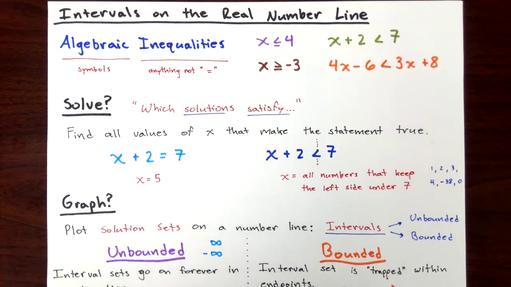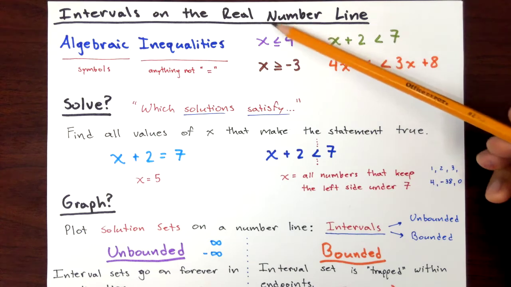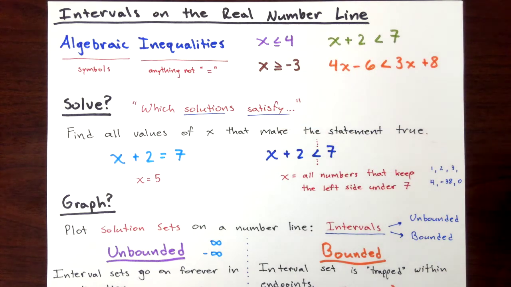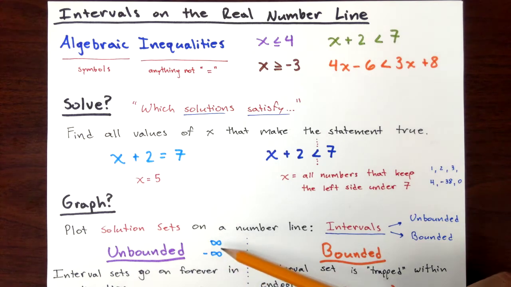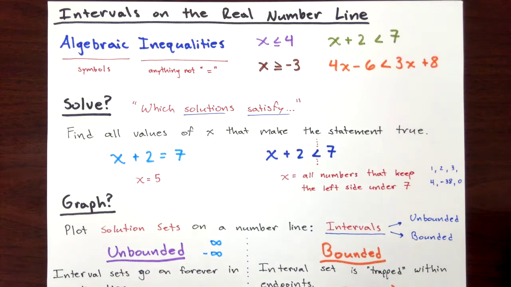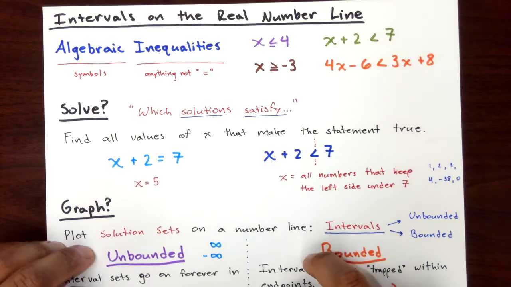All right, so continuing on from the previous video, we talked about the intervals on the real number line. We talked about unbounded and bounded intervals and how unbounded is going to use infinity and negative infinity. We also talked about parentheses and brackets. Now let's do some examples together.